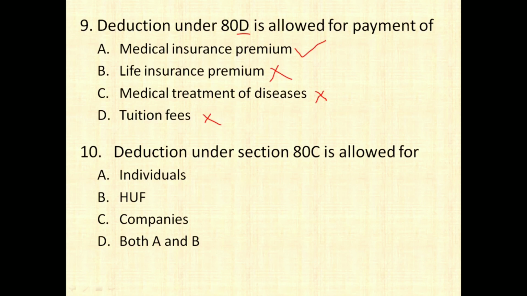80C, as I said, is a very important question. So for whom is it allowed? For individuals, definitely it is allowed. For HUF, definitely it is allowed. Companies, it is not allowed. So what will be your answer? Your answer will be both A and B. So 80C is allowed for individuals as well as Hindu undivided family.